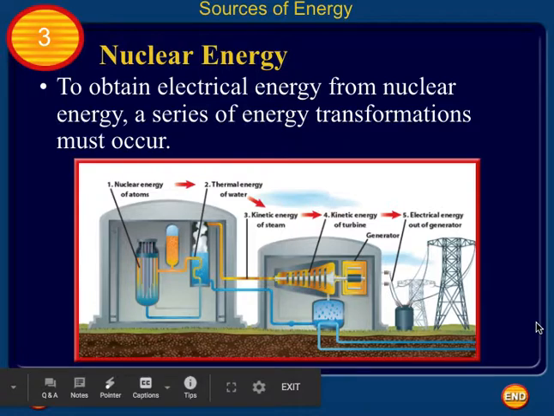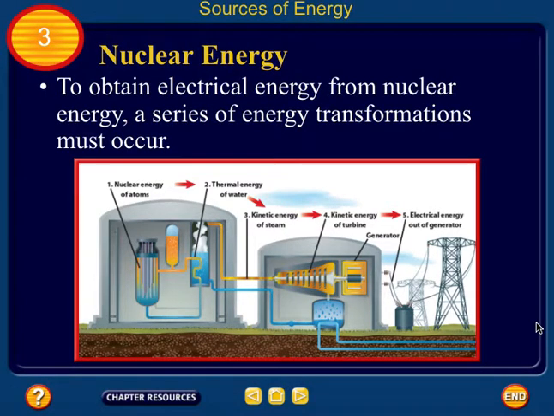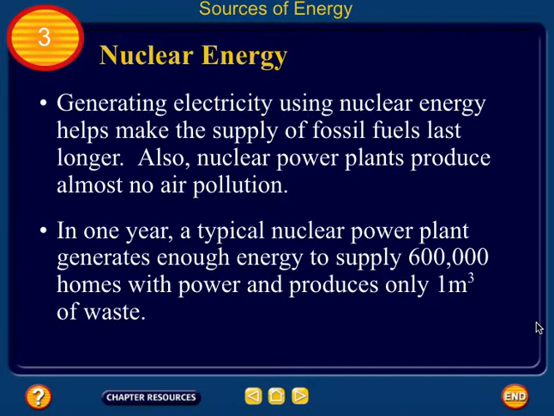Nuclear energy. Can you imagine running an automobile on 1 kilogram of fuel that would release almost 3 million times more energy than 1 liter of gas? Well, what could supply so much energy with so little mass? The answer is the nuclei of uranium atoms. Some of these nuclei are unstable and break apart, releasing enormous amounts of energy in the process. This energy can be used to generate electricity by heating water to produce steam that spins an electric generator, as shown in figure 18. Because no fossil fuels are burned, generating electricity using nuclear energy helps make the supply of fossil fuels last longer. Also, unlike fossil fuel power plants, nuclear power plants produce almost no air pollution.